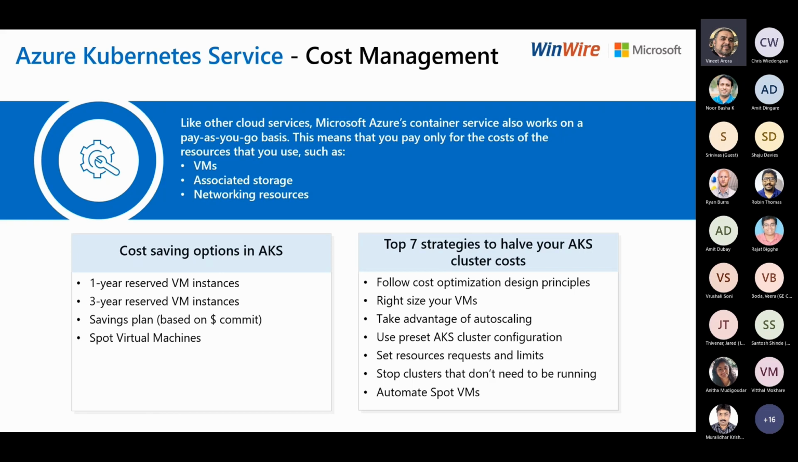We just talked about some of them on the left side, which are the options, but there are things around right sizing your VMs, making sure you're not running your VMs or your cluster always at a high end when you don't need it. Auto scaling, right? You want to use some of the preset cluster configurations because those are already optimized. Some of the things that are not very intuitive: stop the cluster that you don't need to be running.